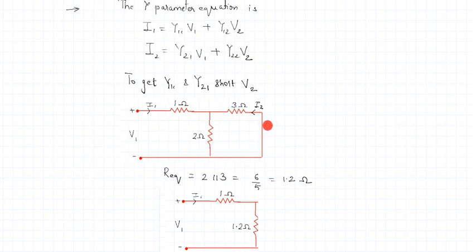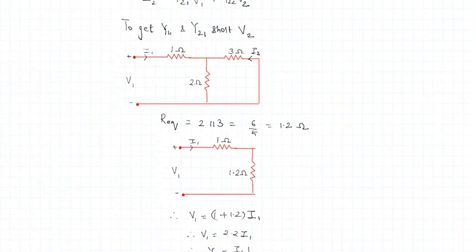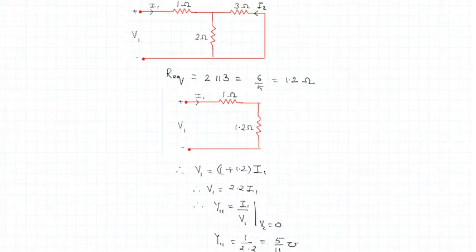We observe that 2 ohm and 3 ohm resistance are in parallel. We get the equivalent resistance to be 1.2 ohms, which is the parallel combination of 2 and 3. So now the circuit modifies to a circuit in which there is a voltage V1, current flowing through the 1 ohm resistor, and the current which flows through the parallel combination of these two, shown here as 1.2 ohms. So we can apply simple KVL here and we get V1 is equal to 2.2 I1. So applying KVL to this loop, we get V1 as 2.2 of I1.